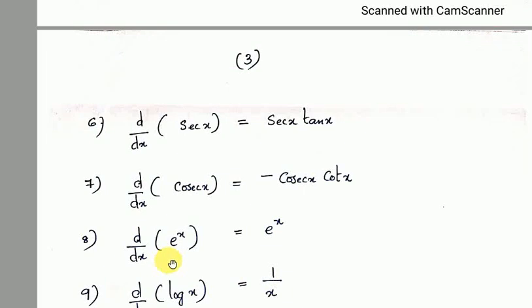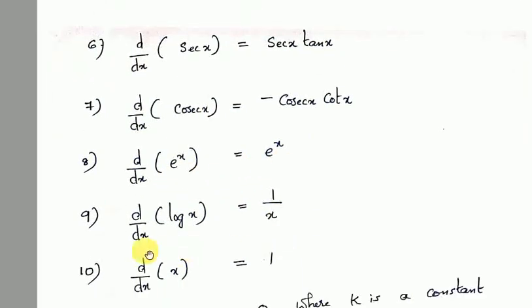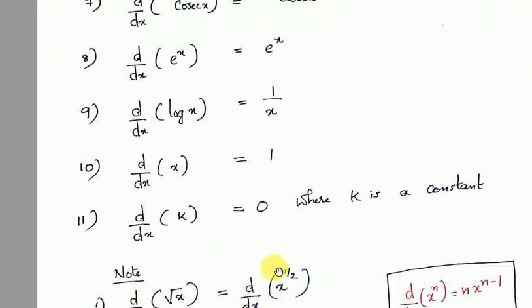And derivative of e raised to x equal e raised to x. Derivative of log x equal 1 by x. And derivative of x equal 1. Derivative of a constant: if k is a constant, the derivative of the constant becomes 0.